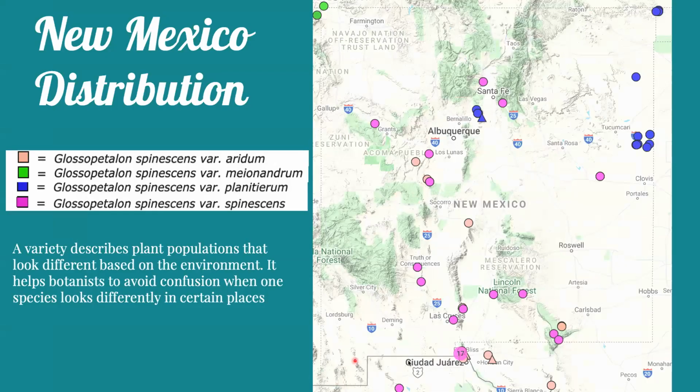So you may recognize this type of map. This is from SEINet, which is that great portal where we can look at herbarium vouchers. We can see where things have been collected, and this is what we can find here in New Mexico.